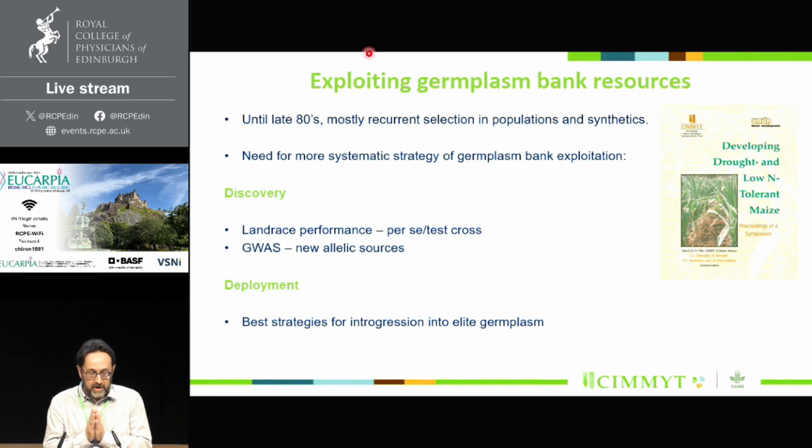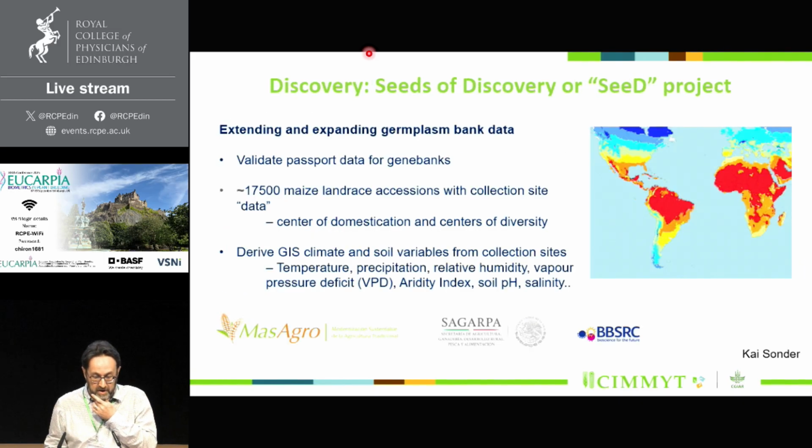And I'm going to talk about two components today, the discovery and the deployment. So in the discovery, what do we use to discover alleles that are useful for drought, heat, or other traits? Do we look at landrace performance per se? Do we make test crosses? How do we use, for example, GWAS to find new allelic sources? And so we are talking about discovery there, and then deployment. What is the best strategy for introgressing this material into elite germplasm? So I'm going to work through the historical look at discovery first.